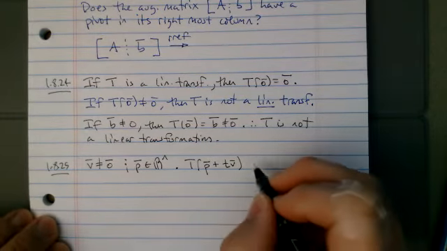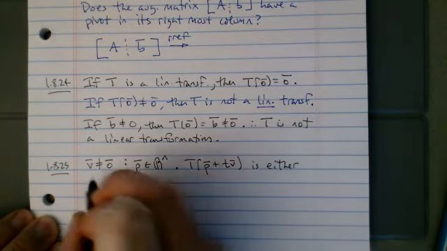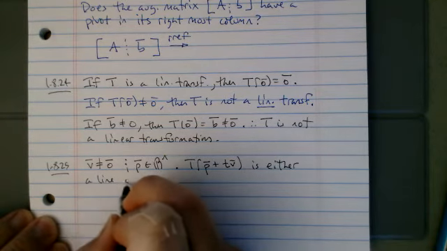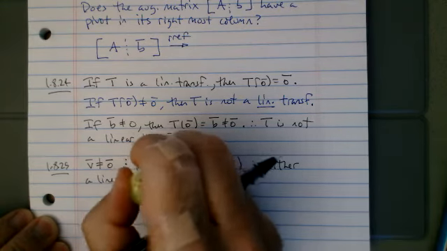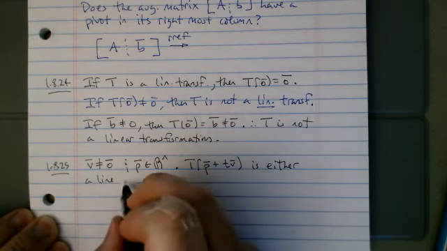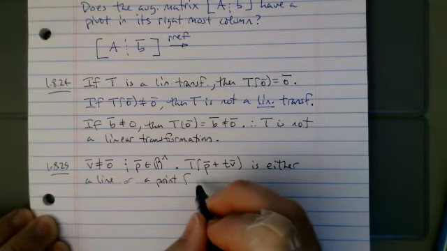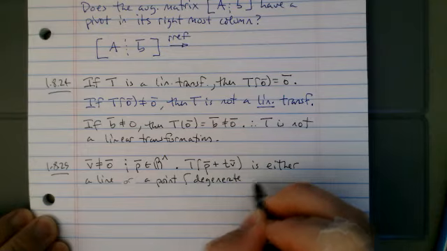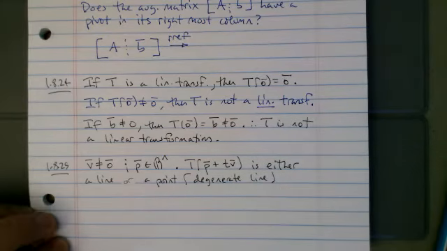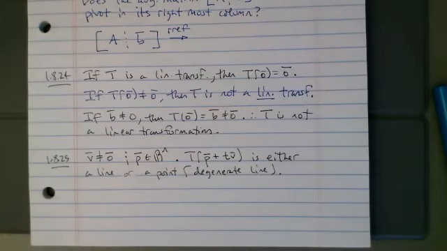So we want to say this is either a line or a point. And they refer to the point as a degenerate line. I love the fact that we use such disparaging terminology for degenerate lines.